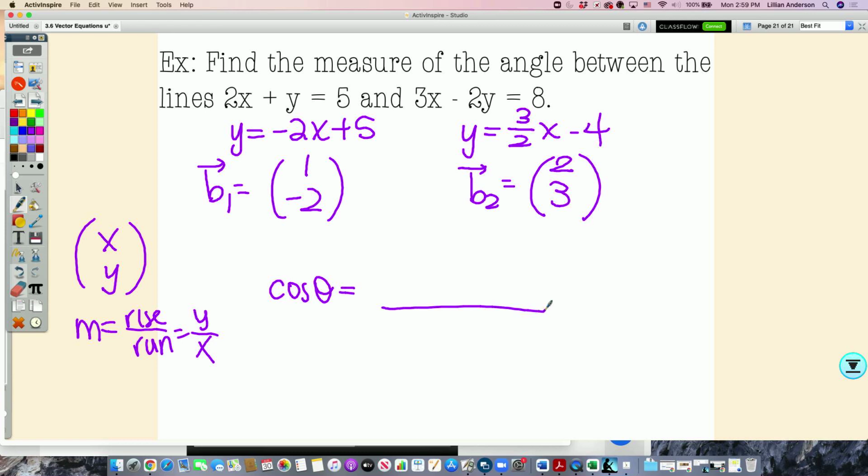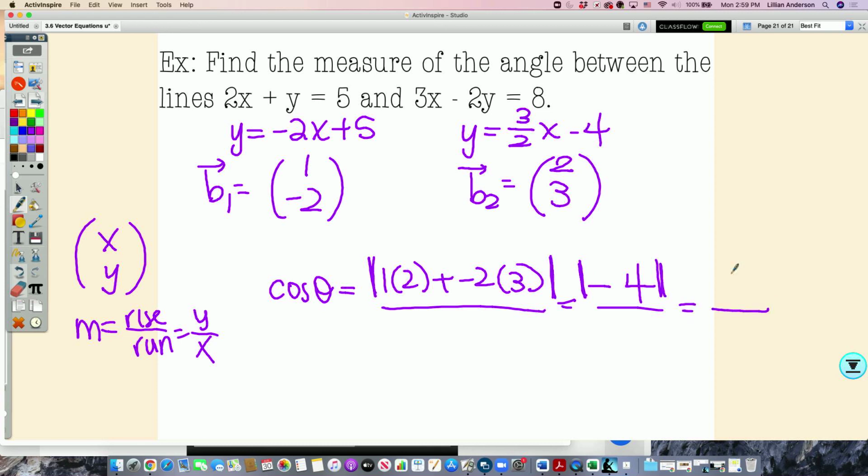The dot product between the two becomes 1 times 2 plus negative 2 times 3. What's that? Negative 4. But remember, it's supposed to be positive. It's the absolute value of that. So it's going to need to be a positive 4 when we do it.